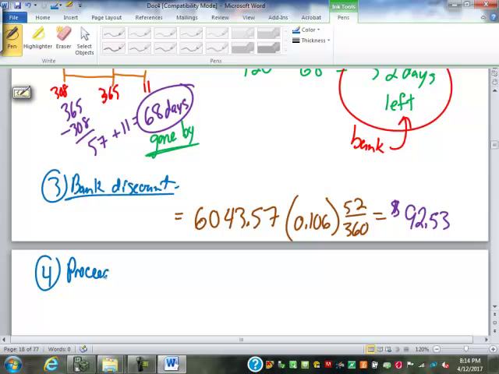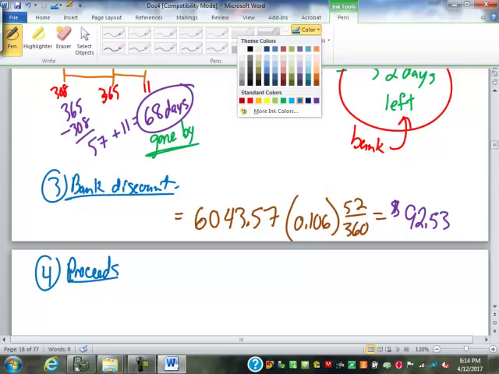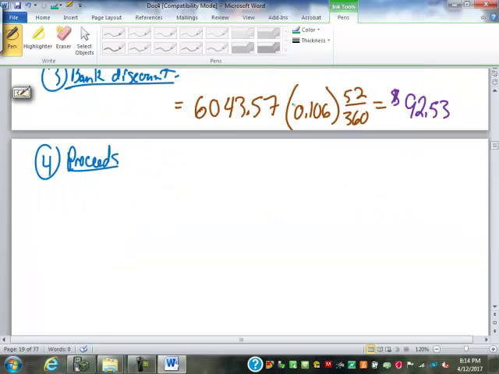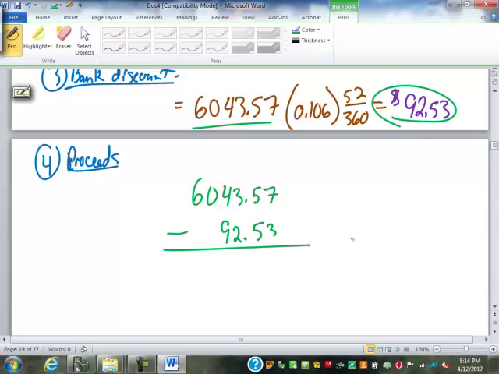So finally, proceeds will be that face value for the simple discount note of $6,043.57 minus the discount of $92.53, which is going to give us $5,951.04 are the proceeds. How many of you had that?